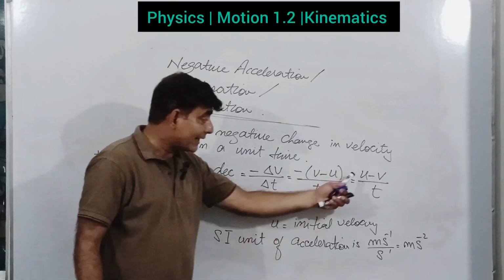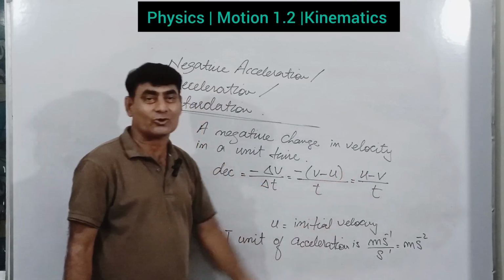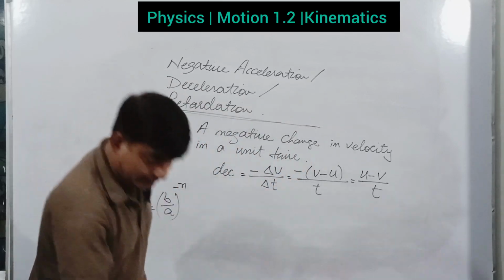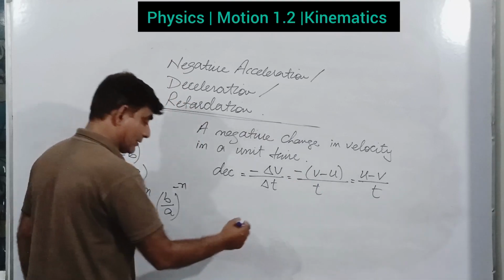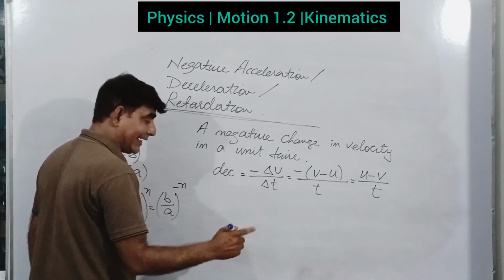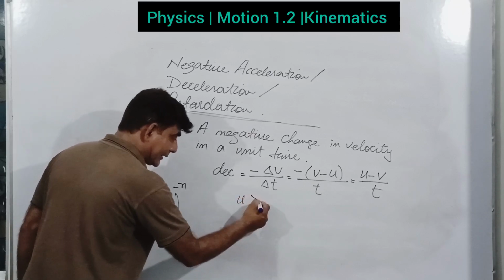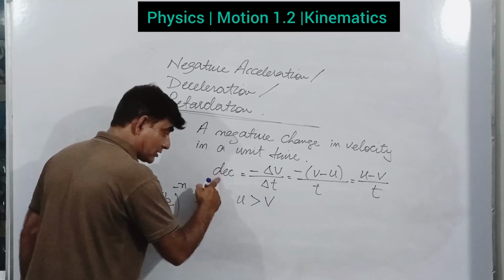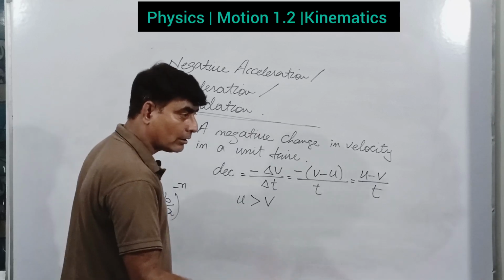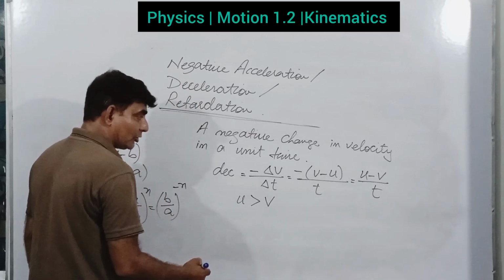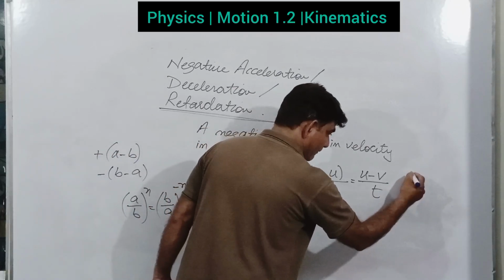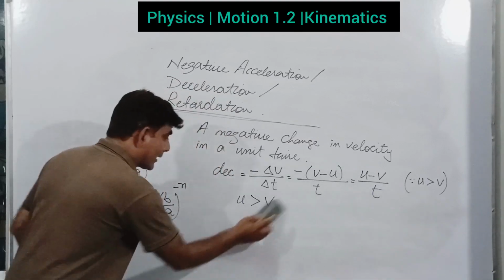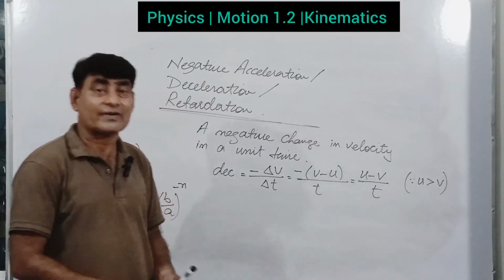So what does it mean? The initial velocity is greater than the final velocity. So write over here, in case of negative acceleration, in case of deceleration, u greater than v. There is a condition for deceleration: the initial velocity must be greater than the final velocity, so we write u greater than v over here. Now listen, what is the effect of negative acceleration?